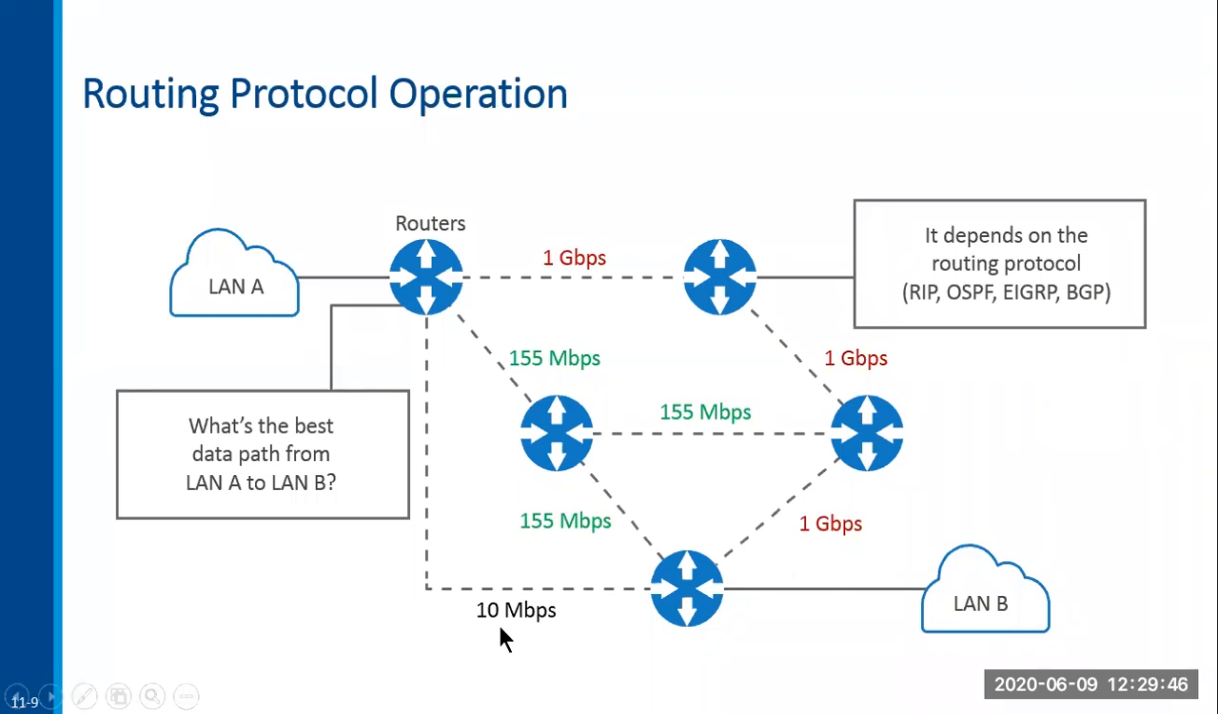If you use bandwidth as the metric, like OSPF and EIGRP typically do, then the gigabit link path is the best because it has much higher bandwidth than the 10 megabits or the 155 megabits. Right? So that's the idea. Routing protocols are what routers use to talk to each other to figure out which is the best path, what is the cost of each path, and so on. Then, based on that information, the best path information is sent to the routing table. So that's the big thing about routing.